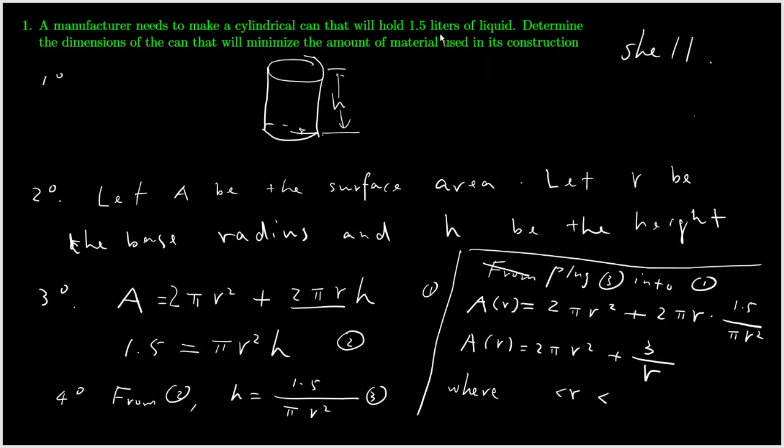Actually, the base radius can be as small as possible. You want the volume to be 1.5 liters. If the base radius is tiny, you just make the cylinder very tall, so that the volume is 1.5 liters. It's possible, right? For any small value of the base radius, you just make the height very tall, so you can make the volume 1.5 liters. I'm trying to say r can be any positive number.